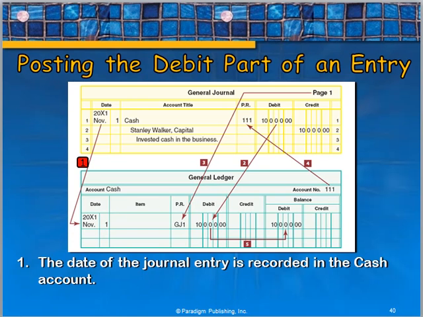Now, under posting reference, you see we have GJ1, and that stands for General Journal. And the 1 is the page number from the upper right corner of the yellow General Journal form. Our debit amount was $10,000, and this is the first entry in this ledger, so we carry that balance over to the debit side.